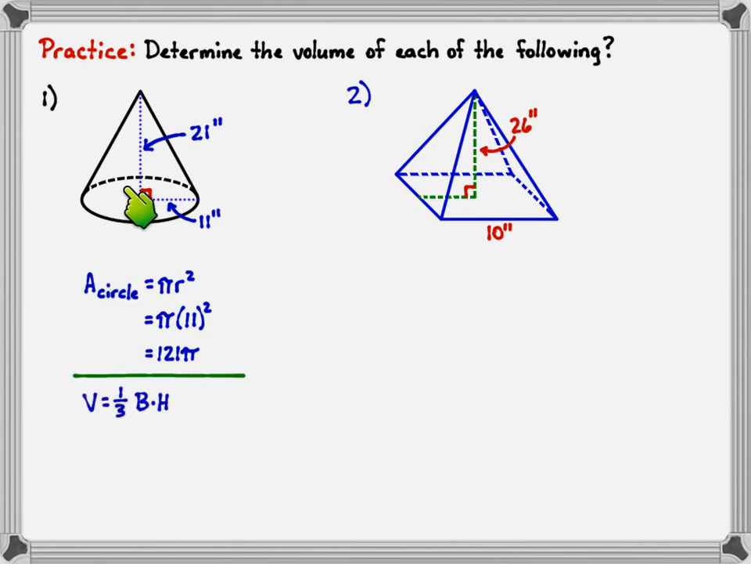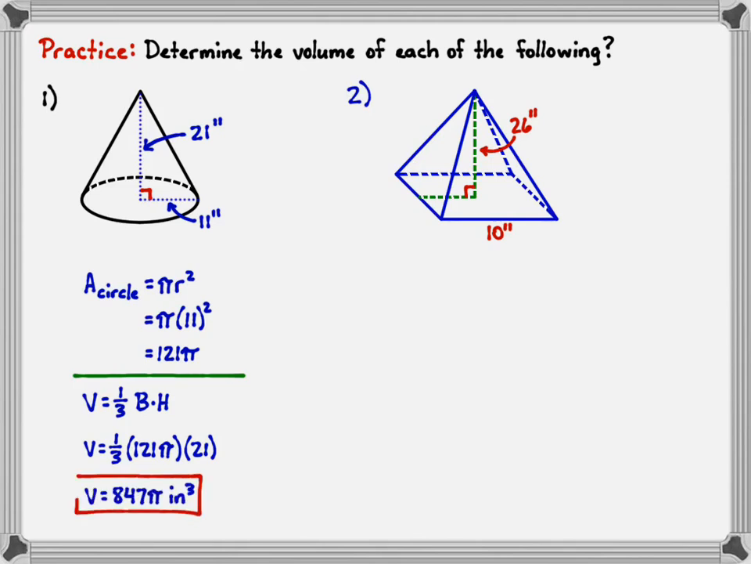So we know the base shape has an area of 121 pi. We can put that right here. And the height of this cone is 21. So we can say the volume is going to be 1/3 times 121 pi times 21. And then we can simplify that to 847 pi inches cubed. And then, if we wanted to, we can multiply that all out by pi and get a decimal answer. It just depends on how the question is written.